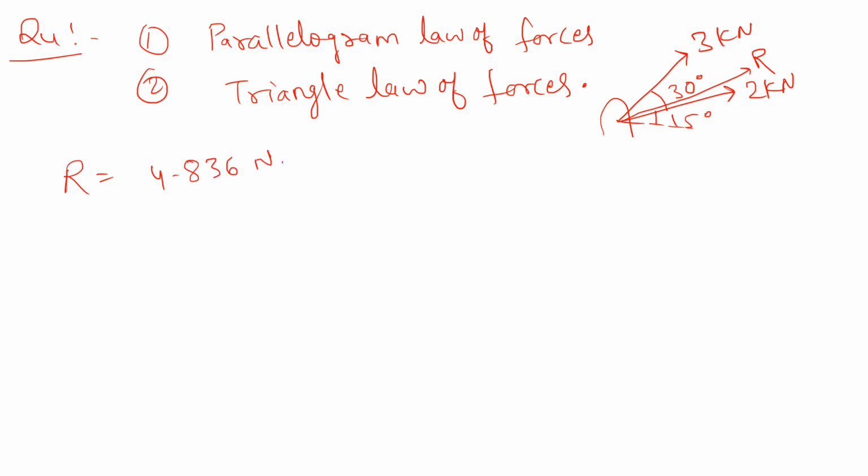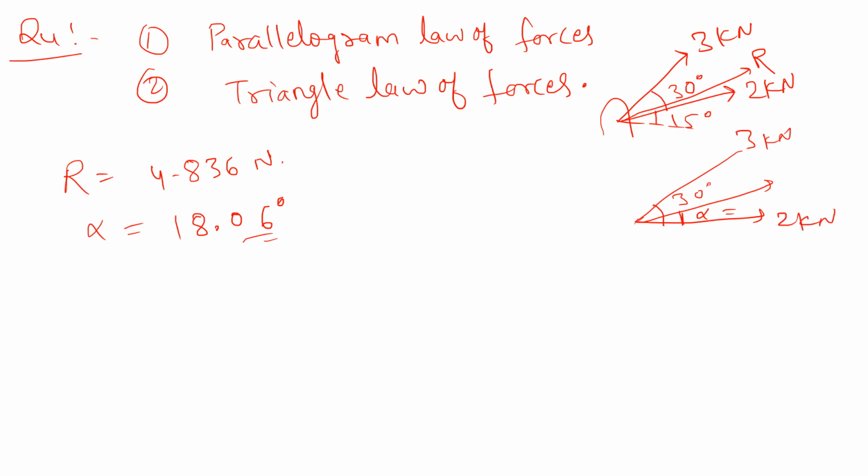and the angle alpha is 18.06 degree. Means this resultant R has angle alpha equal to about 18 degree, and the total angle is 30 degree. This is 2 kilonewton and this is 3 kilonewton, and this makes an angle of 15 degree from the horizontal. So now I think you can solve this problem by yourself.